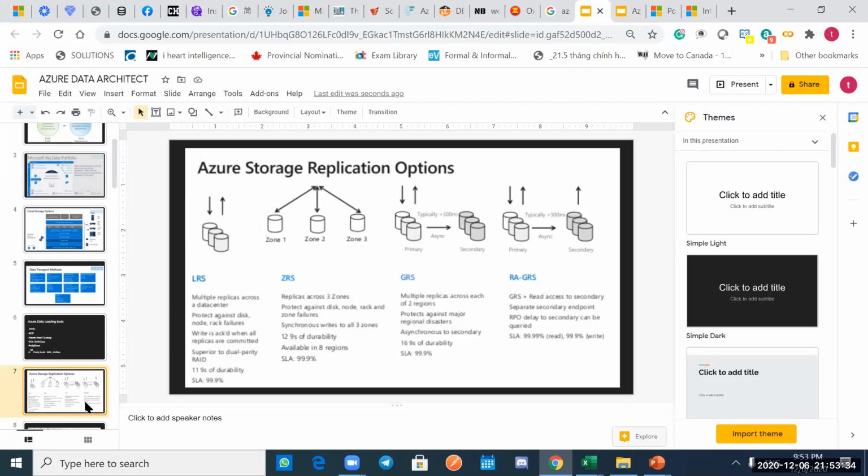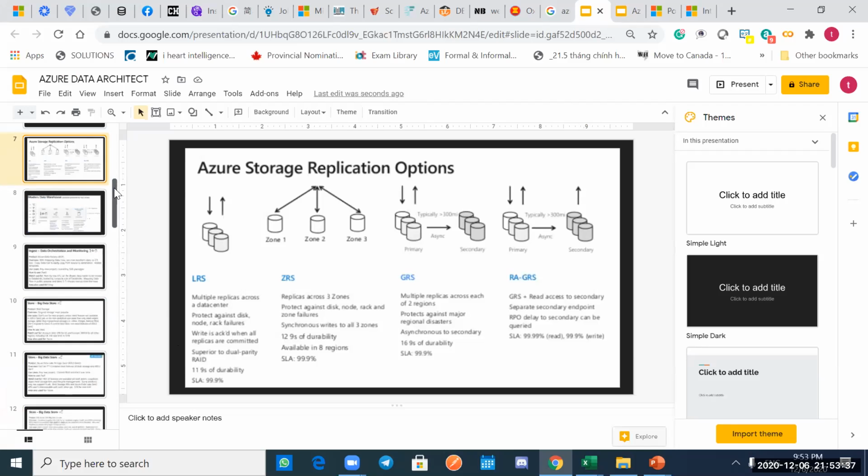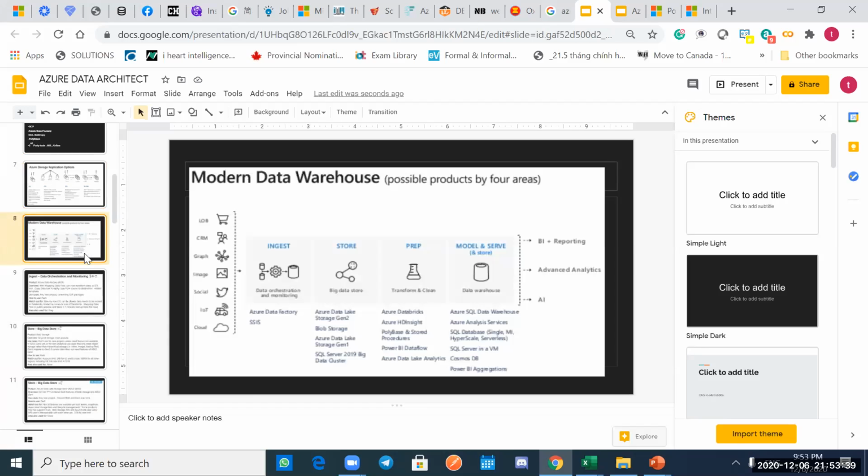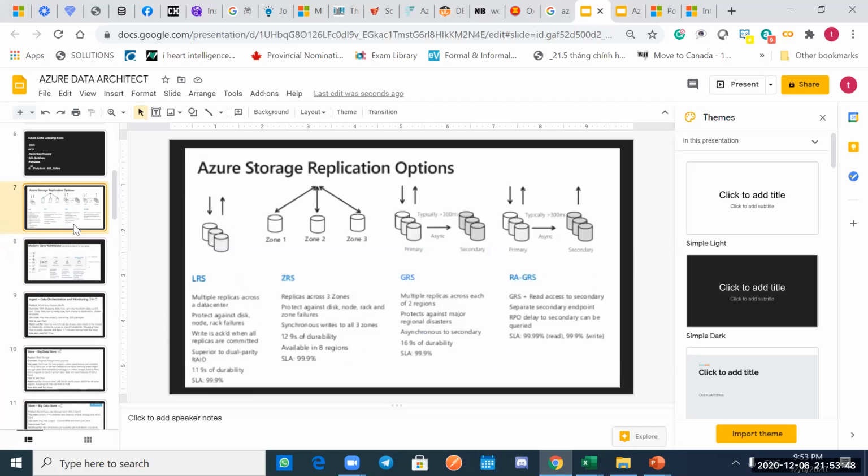And another important concept before we start to move into ingest is how a modern data warehouse is built, what is in each of these layers and the patterns. But before that, I want to mention again the storage replication options. These could be tested not only on the DP-200, but on AZ-900, on AZ-104, and a lot of the exams on Azure architecture. AZ-304 also. So it's a very important slide if you plan to learn it for all the exams.